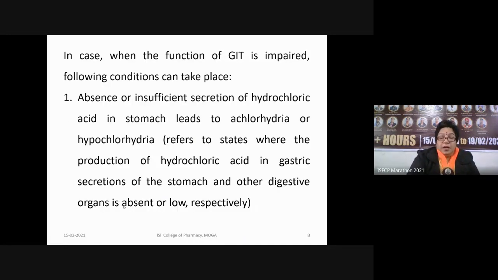See, as I told you about the function of the GIT, but if the GIT is impaired, that is, if there is some problem in the gastrointestinal tract, what will happen? There are so many conditions that can take place. Let us start from the stomach. There is a common saying in Hindi: दांतों का काम आंतों से नहीं लेना चाहिए. आंतों means intestine.